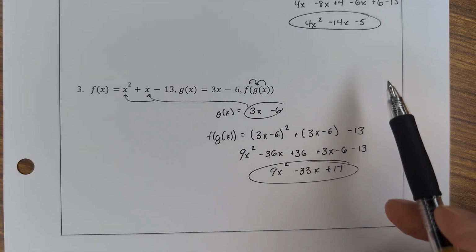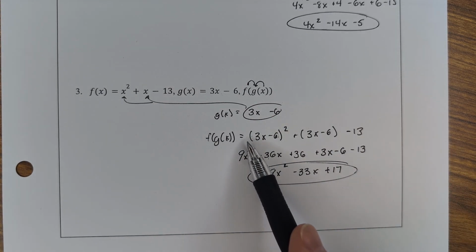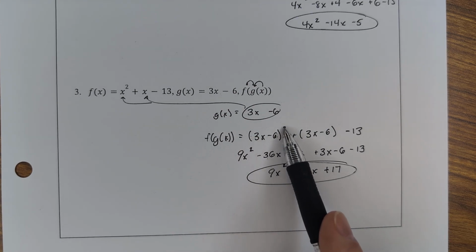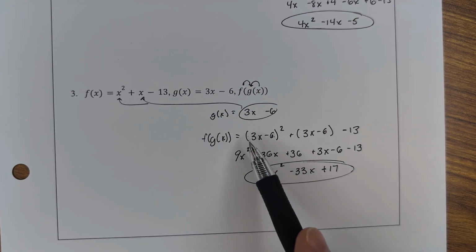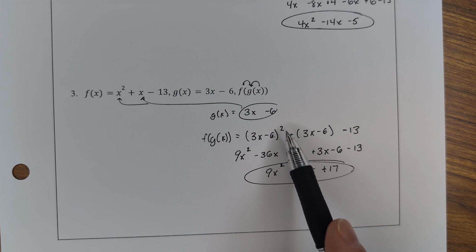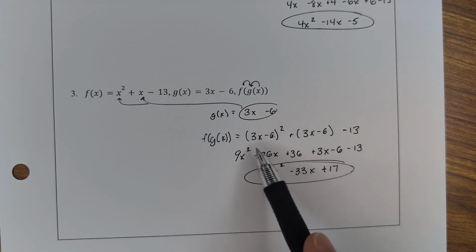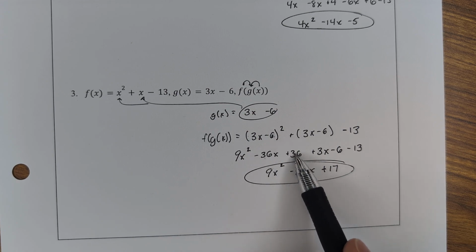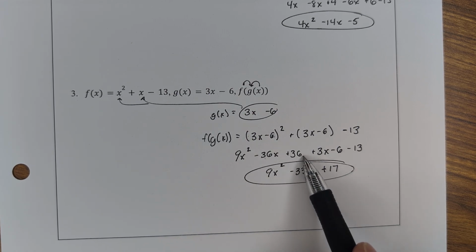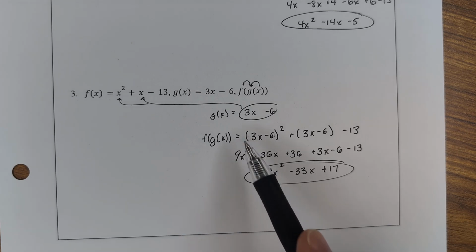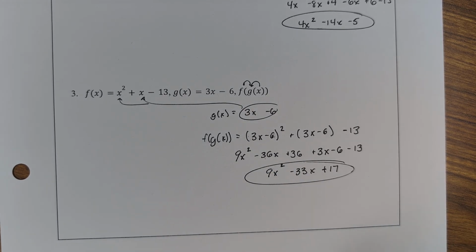One thing we didn't do an example of is that if there happened to be a coefficient in front of this squared thing, you work the FOIL out first and then you distribute, because just like with numbers, exponents come before multiplication. So if there had been a 2 out front here, I'd work out this 9x squared minus 36x plus 36 and then multiply everything by 2 to distribute the 2 that was out front. But that brings us into the next section.